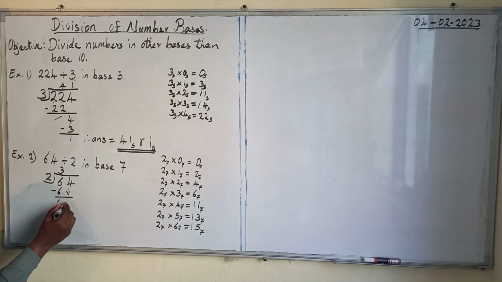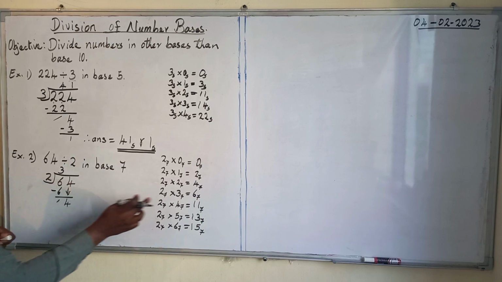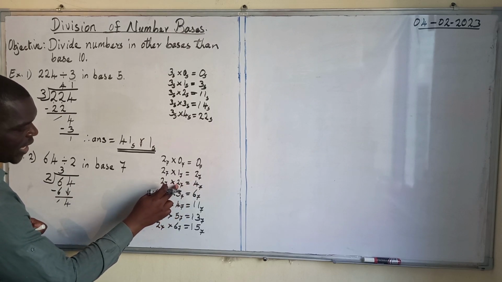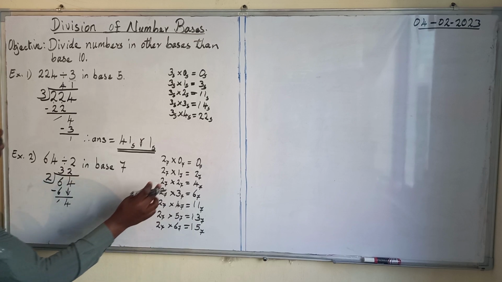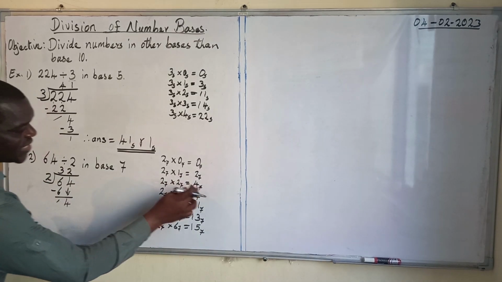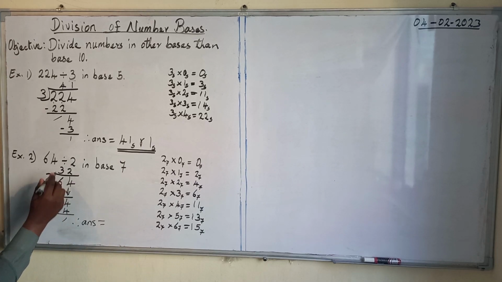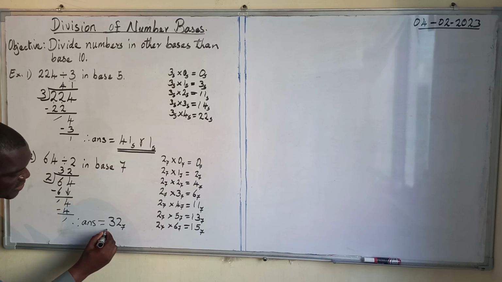You bring down 4. 4 divided by 2, you check here, 4 divided by 2 in base 7 will be 2 times. And 2 times 2 in base 7 is 4. And if you subtract at this level, it is 0. Therefore, our answer will be equal to 32 in base 7.